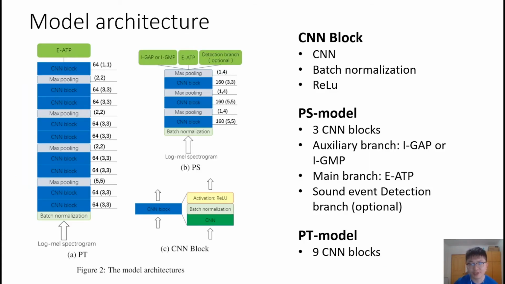The model architecture. For the PS model, the feature encoder consists of 3 system blocks, each of which contains a convolutional layer, a batch normalization layer, and a Leaky ReLU activation layer. For the PT model, the feature encoder consists of 9 system blocks. The main branch of the PS model and the PT model uses the embedding level attention pooling, and the PS model has an auxiliary branch which uses instance level GMP or GAP. The sound event detection branch is optional and is added to the PS model in some systems.